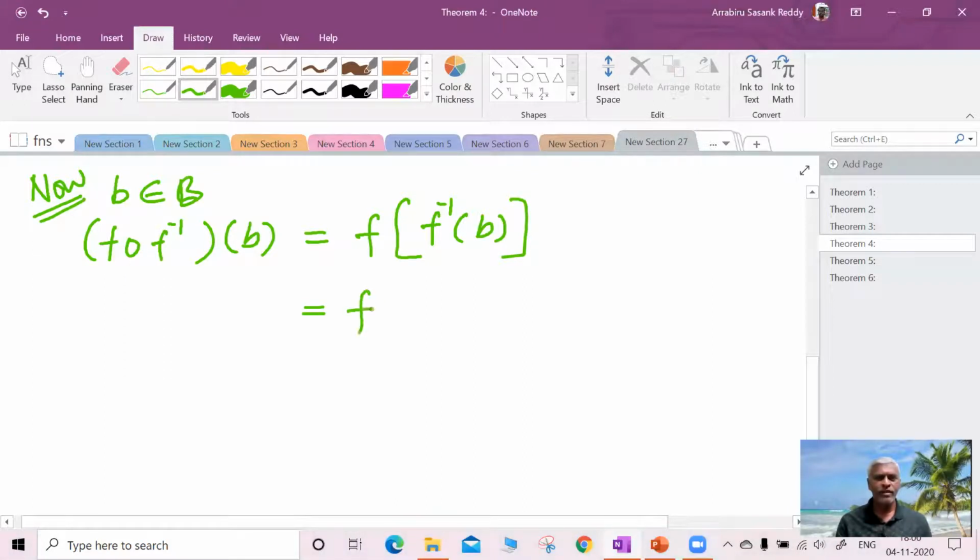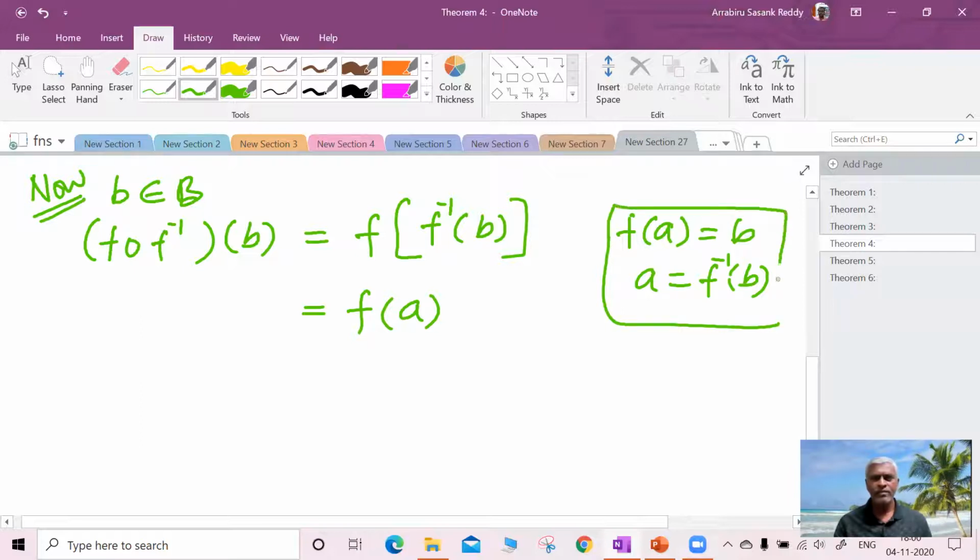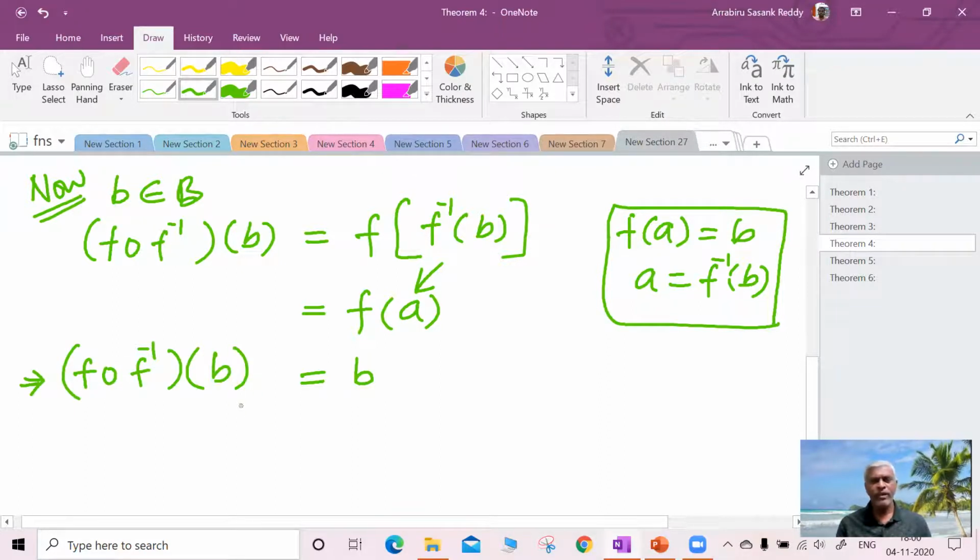So what is f inverse of b? It is a. F of a is equal to b, and a is equal to f inverse of b. As f is a bijection, its inverse exists, and that is f inverse of b is equal to a. So what is f of a? It is b. So now for this, f circle f inverse of b is equal to b. The range of b in this function is b.